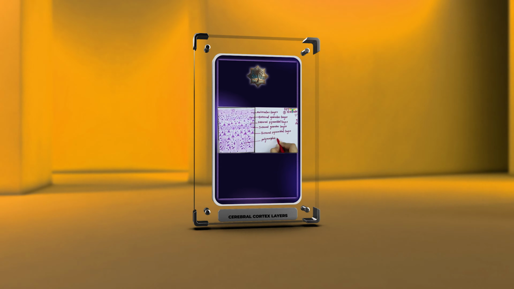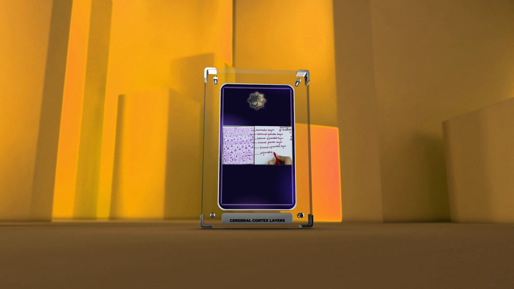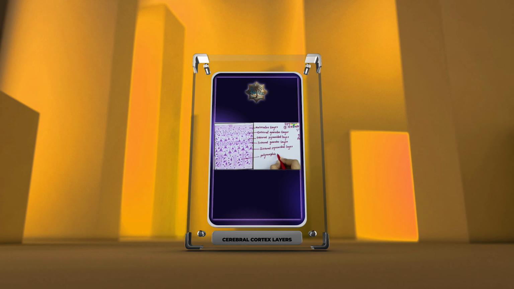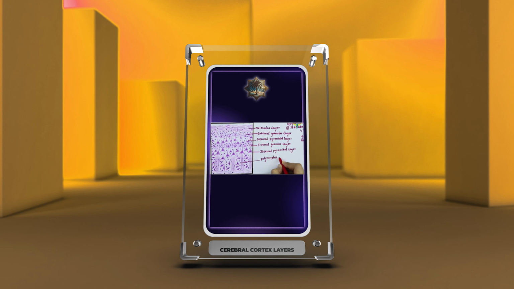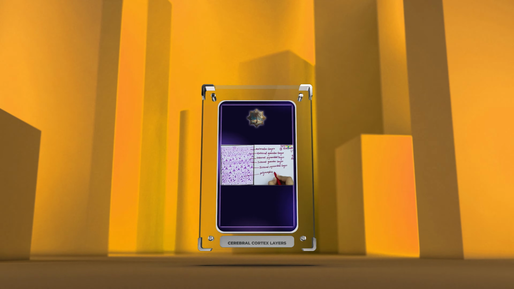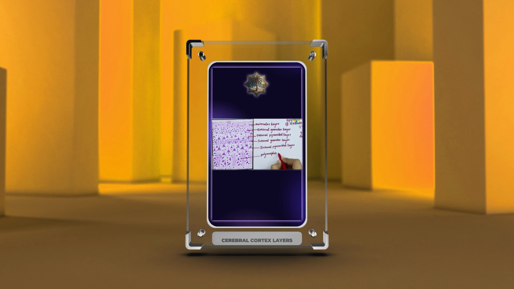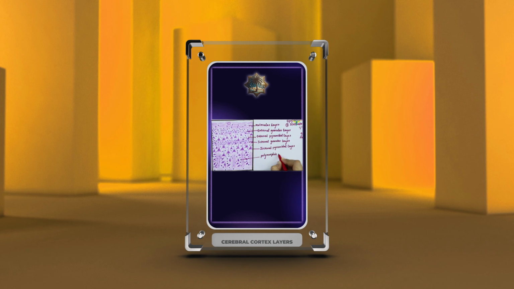Welcome to today's lecture on the histology of the cerebral cortex. In this presentation, we will delve into the cellular composition, functional differentiation, and developmental origins of the different layers of the cerebral cortex. We will also explore how layer-specific neuronal circuits and plasticity contribute to the complex functions of this remarkable structure. So, let's begin our journey into the intricacies of the cerebral cortex.